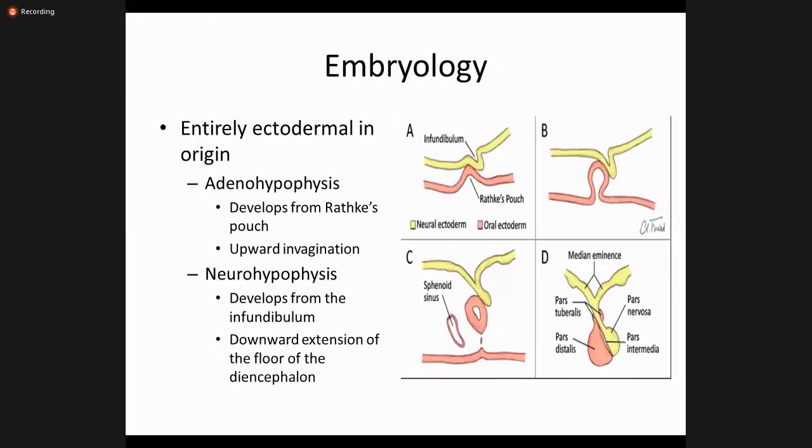Very important is the embryological development of the pituitary gland. The pituitary gland is ectodermal in origin, and the anterior pituitary, that is adenohypophysis, is developed from Rathke's pouch. That is, it is basically an upward invagination. The red strip shows the upward invagination of Rathke's pouch, which is the adenohypophysis, that is the anterior pituitary, and the posterior pituitary, that is the neurohypophysis, is developed from the downward extension of the diencephalon. That is, the infundibulum is developed.